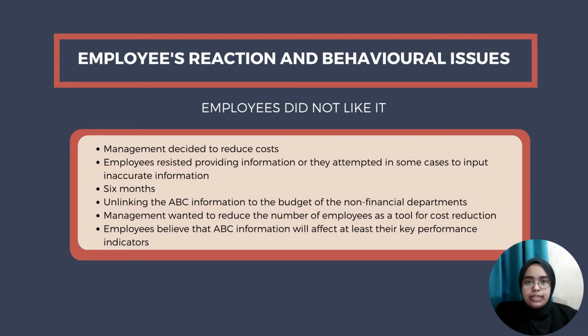Non-finance departments cooperated in providing information about their activities and tasks, but when the results of ABC were revealed, they did not like it. Based on ABC results, the management decided to reduce costs, which is something that staff do not like. Why do they not like it?